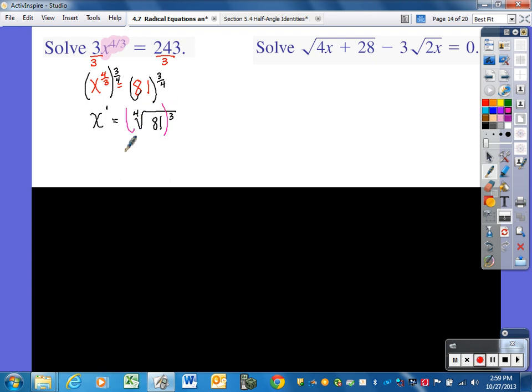Evaluate the root first. 4th root of 81 is plus or minus 3, cubed. Remember when you put square roots on, you had to put plus or minus? The same will be 4th roots, 6th roots, 8th roots. And you put that on there. So we have to do both. 3 cubed is 27. Negative 3 cubed is negative 27. So I get plus or minus 27.